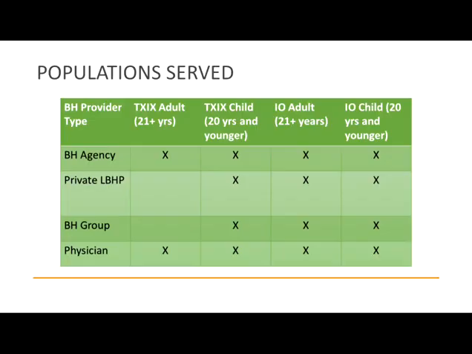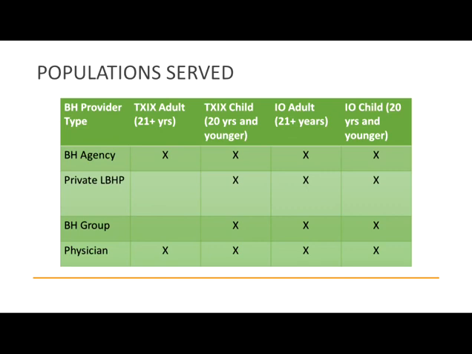This shows you what members can be seen by the different provider types. So you'll notice that agencies can see adults, they can see kiddos, they can see the Insure Oklahoma adults and kiddos. If I am a private LBHP, I can see kids 20 and younger. I can see the Insure Oklahoma adults and kids. Same with the behavioral health group. And then physicians can see all ages.